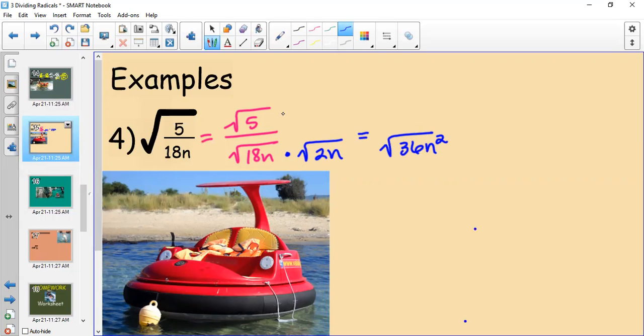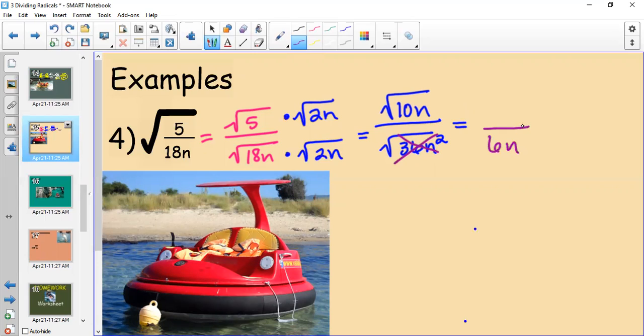So whatever I do to the bottom, I need to make sure I do to the top, and that would give us, they're both inside, I can multiply them together, so that would give us 10n inside. And now I'm going to simplify the denominator, say what that square root is. That is 6n. And on the top, I have the square root of 10n. Can't simplify inside with outside, so that is my final answer.